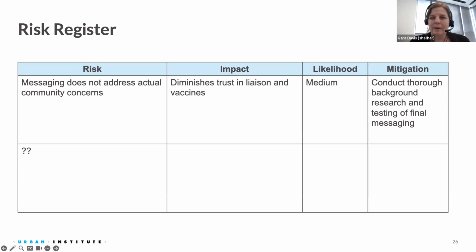That's just an example. Does anybody else have examples they want to share of risks or something that might have gone wrong in a project that you could share?